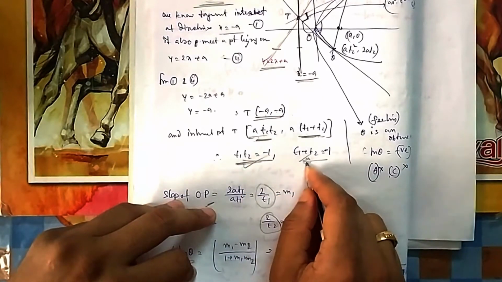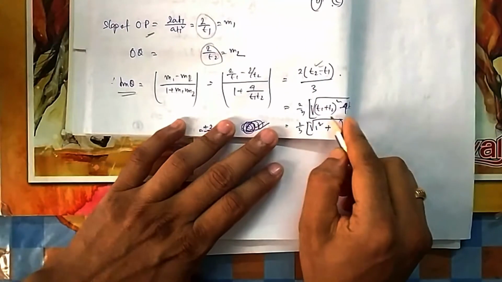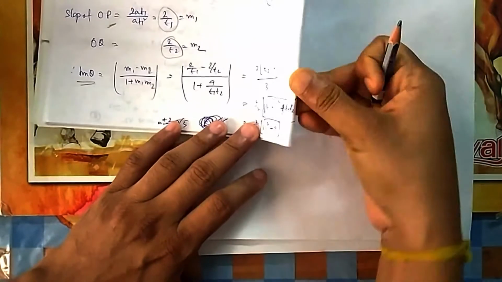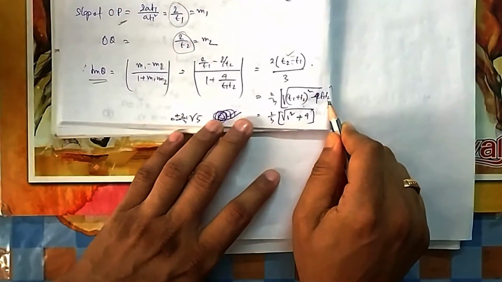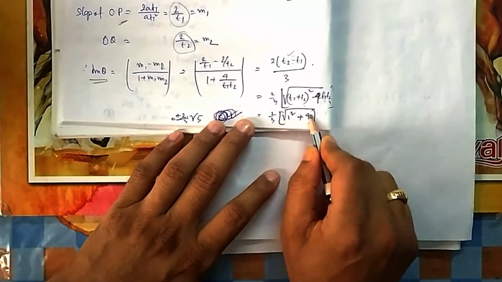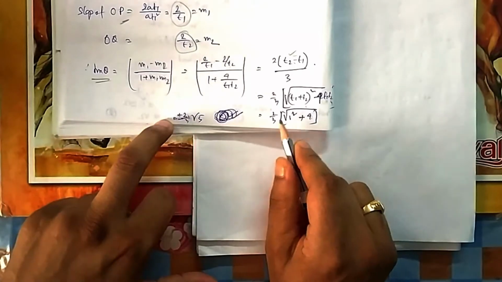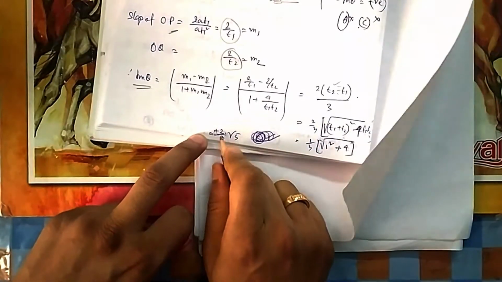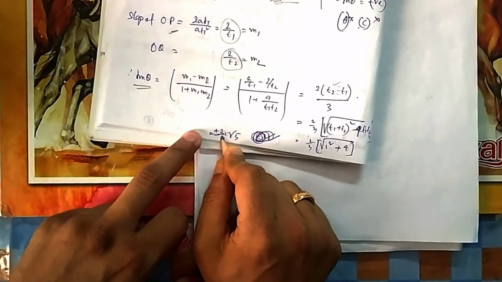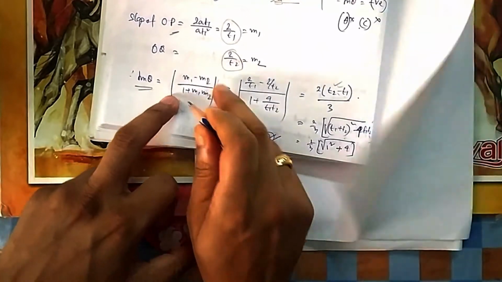A minus b whole square equals a plus b whole square minus 4ab, that you can apply. So that is a minus b, a plus b whole square minus 4 into ab, 4 into t1 t2. So this one is 1, this one is 4. If you do this one, you will get the answer. So your tan theta should be plus or minus, both, because it is mod we are taking actually.